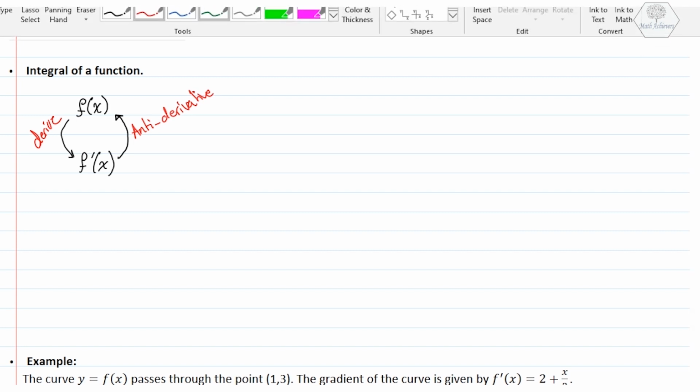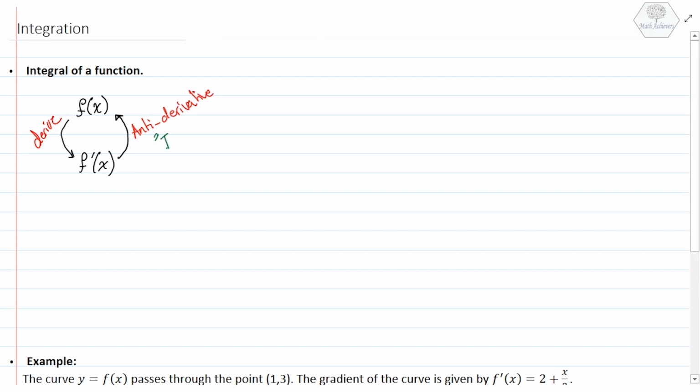Which we can call as well as integration. Now, let's see how we integrate a given function. Let's say we have f of x to be equal to a times x to the power of n.